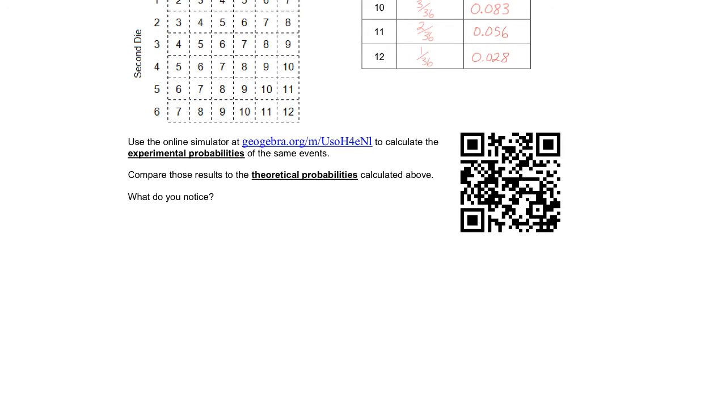Run a few different trials for rolling a single die. Run a few trials for rolling 2 dice. And see if your probabilities match up with the theoretical probabilities that you just figured out.